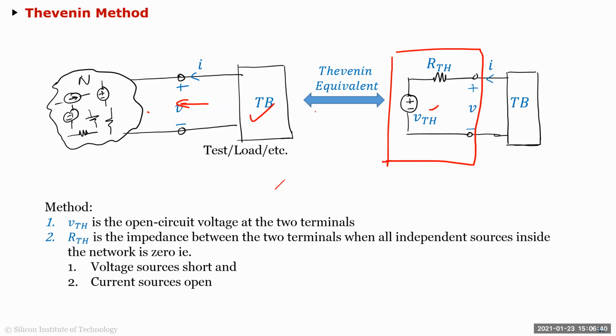And then the RTH is you make all the independent sources in that network zero. So voltage source is zero, current source is open. I mean, voltage source is short, current source is open, because these are independent sources set to zero. And then measure the resistance, and that becomes your RTH, right? So that's a Thevenin equivalent.